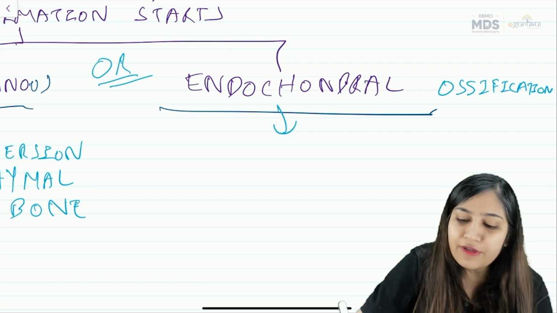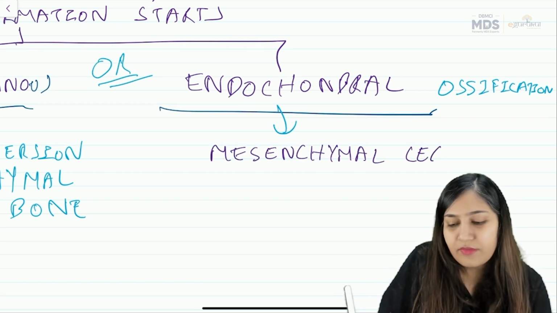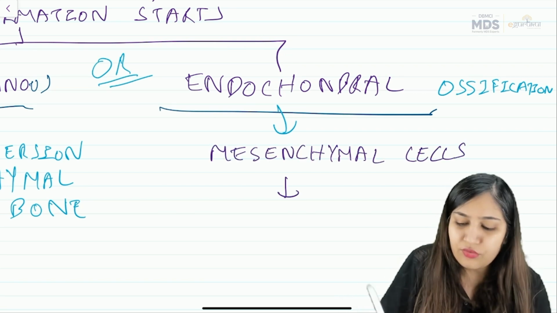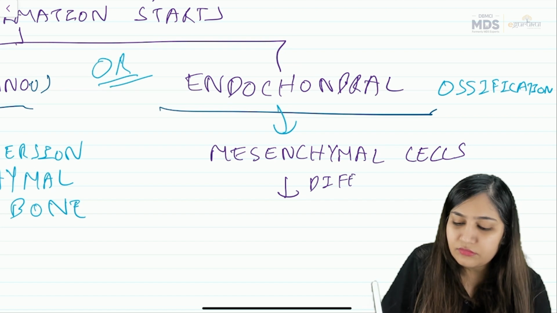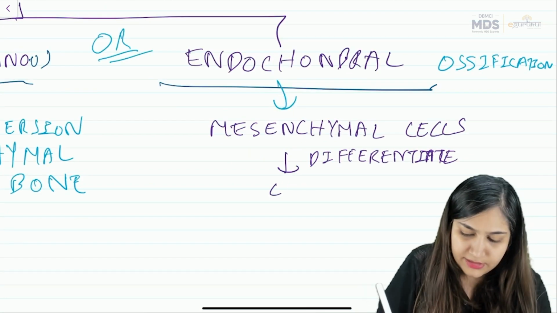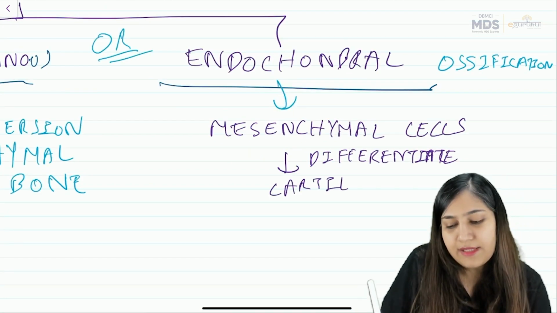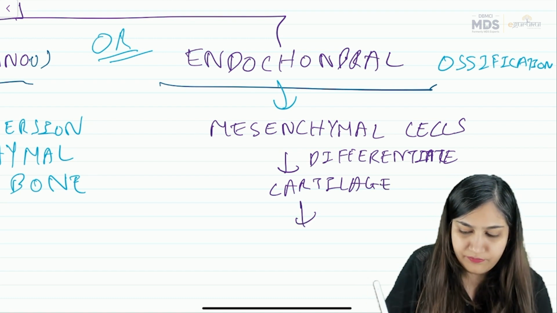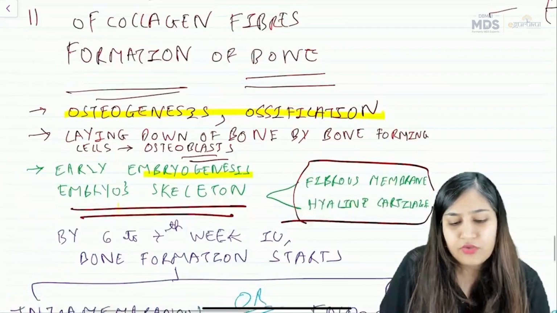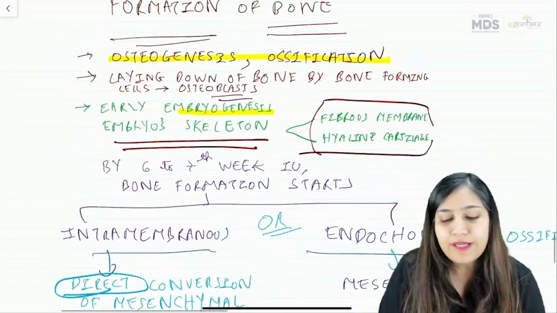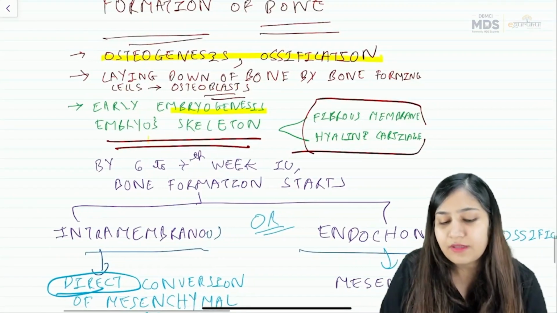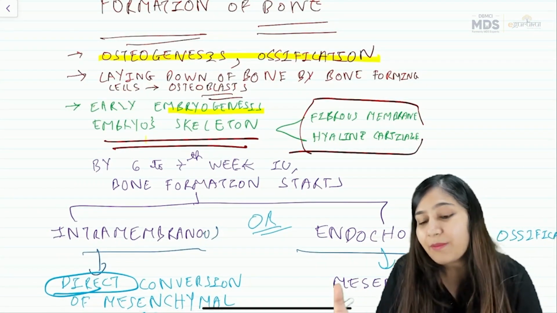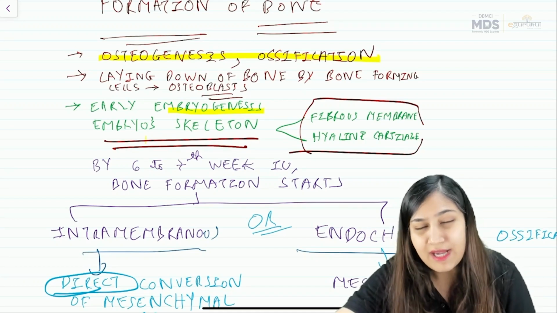Mesenchymal cells differentiate into cartilage, and they are replaced by bone. So osteogenesis is not very difficult. Initially, the embryo skeleton is mainly made up of what? Fibrous membrane and hyaline cartilage.